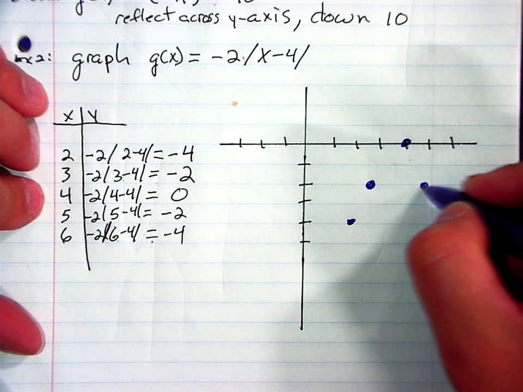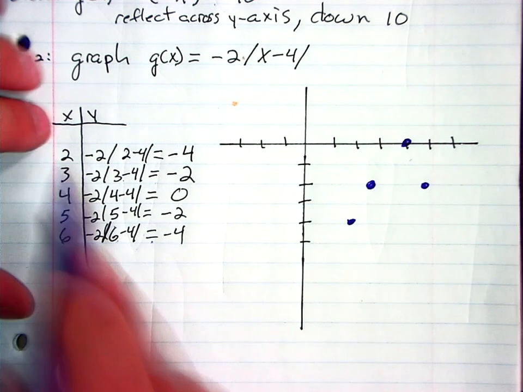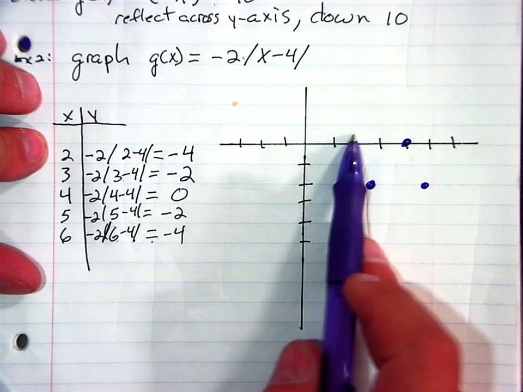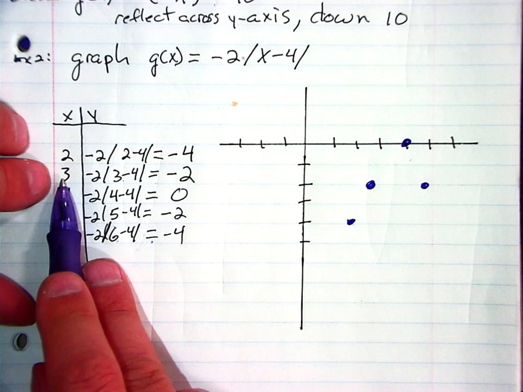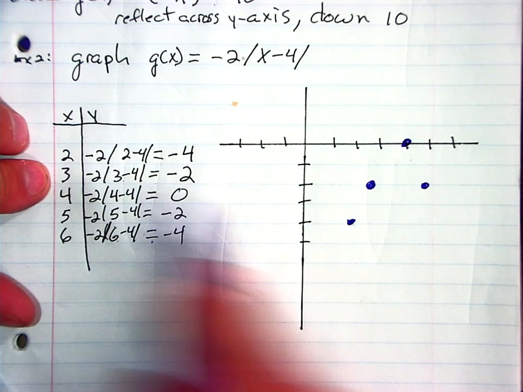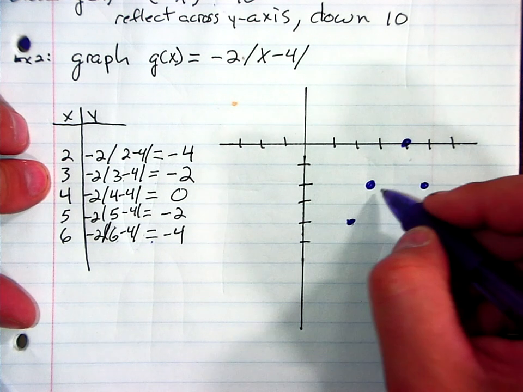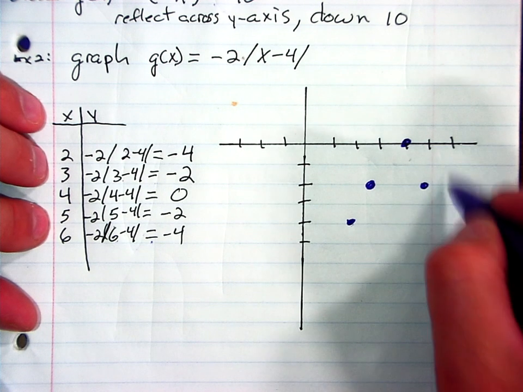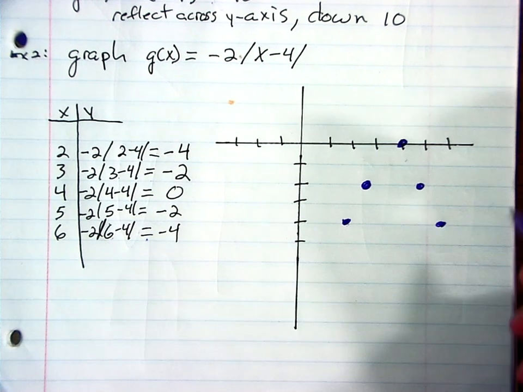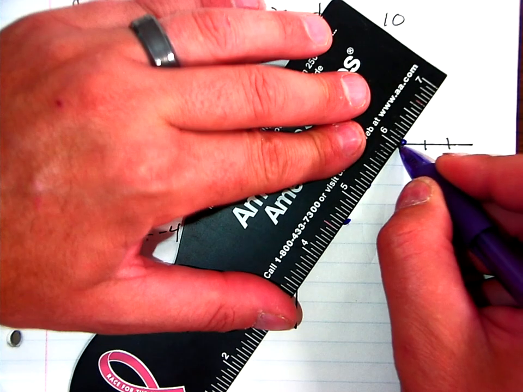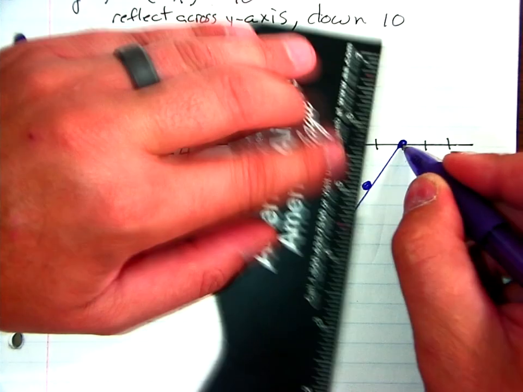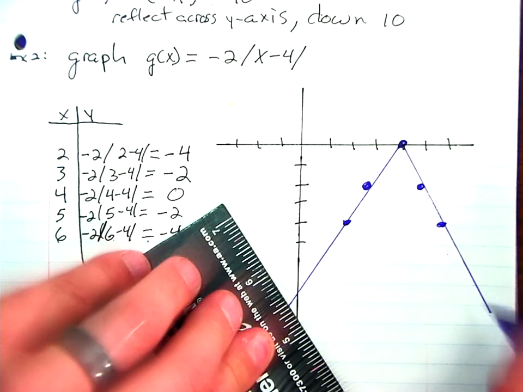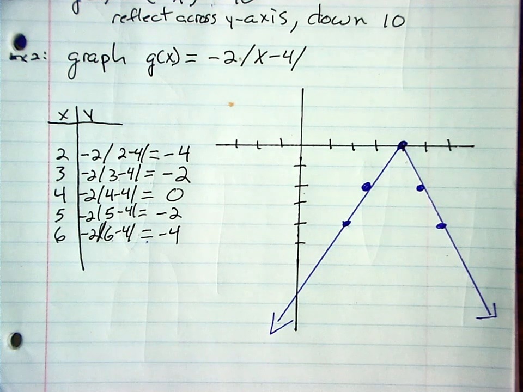Yes, with graphing. All right, so I went over 2, down 4. And then I went over 3, down 2. Over 4, up 0. Over 5, down 2. And over 6, down 4. And if we did this right, what shape should it be? A V, an upside down V. Do we have an upside down V? Then we did it right.